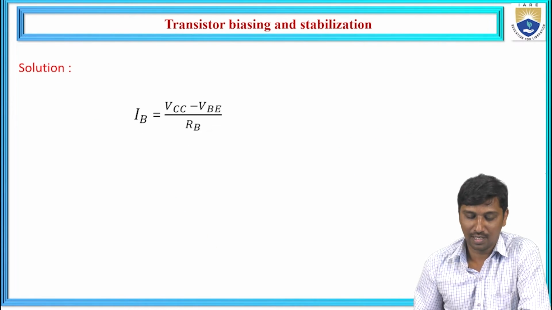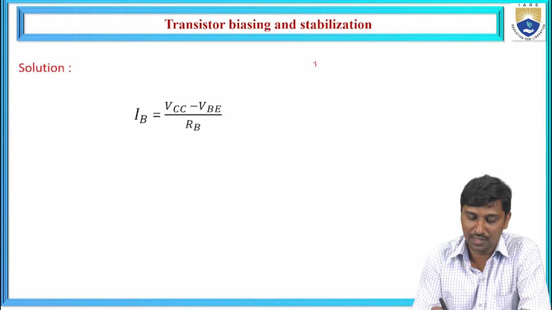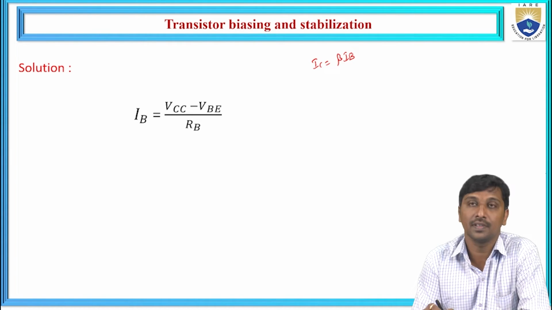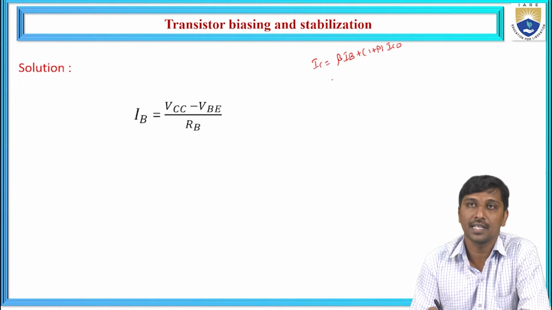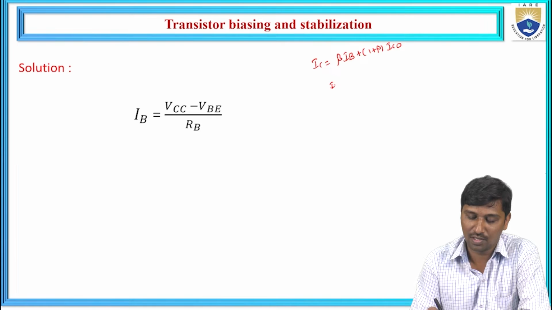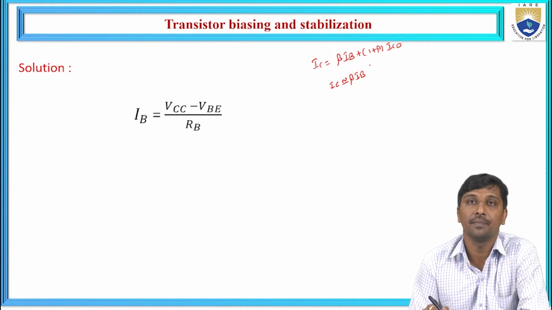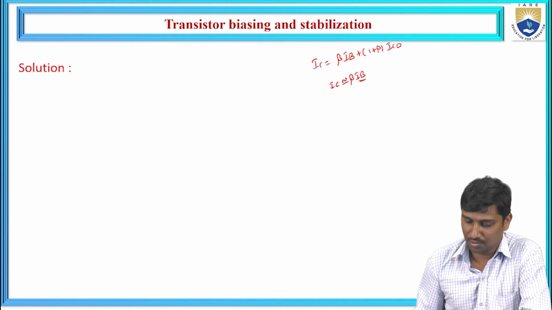If you want to find this IC, we know that IC is equal to beta times IB plus 1 plus beta times ICBO. If the reverse saturation current is very small compared with the input current, then IC is approximately equal to beta times IB. So first you should determine the base current from the given circuit.